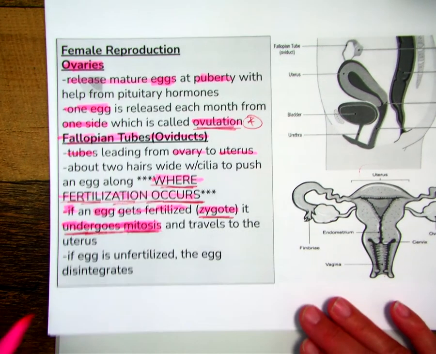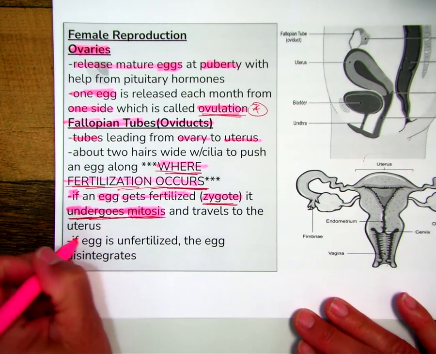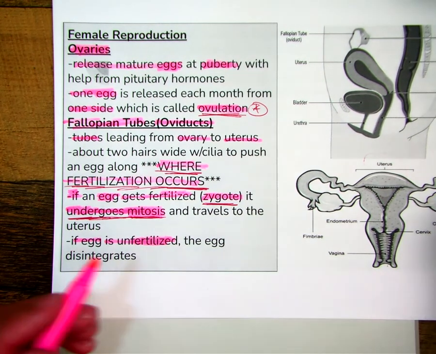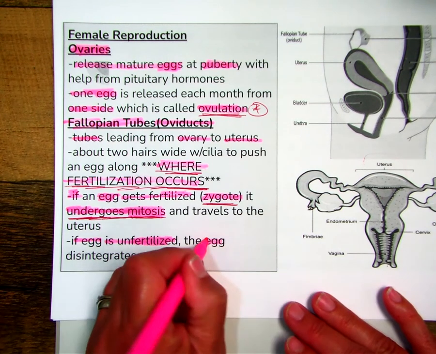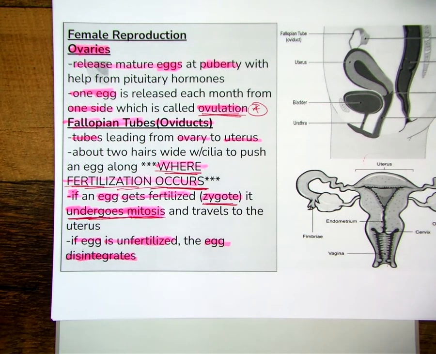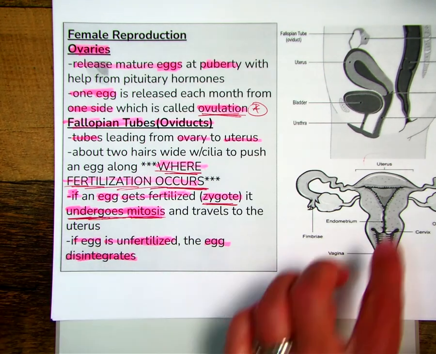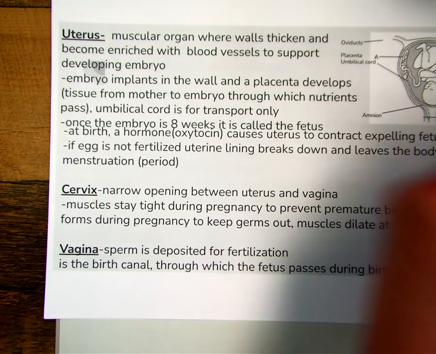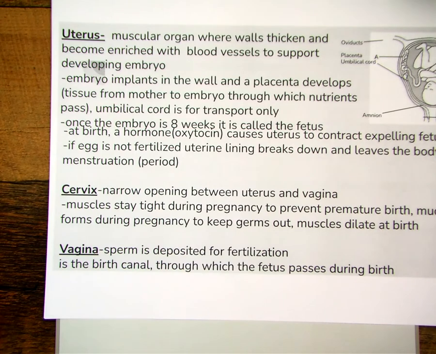video. If the egg is unfertilized, so now there were no sperm deposited, no sperm made it all the way up there, the egg just disintegrates, and it actually comes out in the period. And a girl cannot see the egg within the tissue when she's menstruating. But we'll talk about that in this video in just a couple moments here. All right, next.